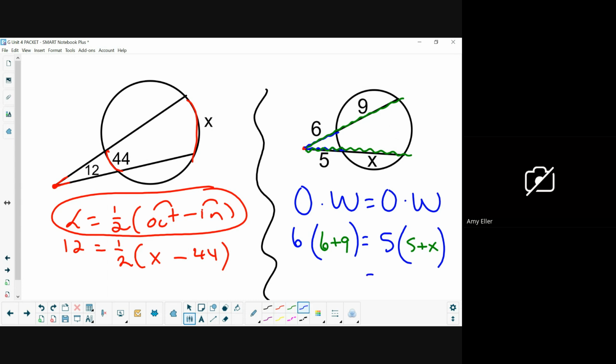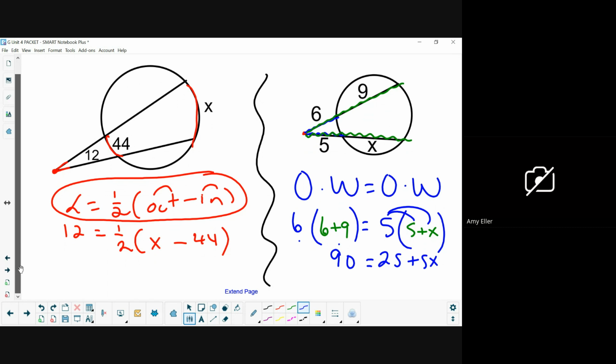So this on the left is a number. That is 6 times 15. 6 times 6 plus 9 is 15. So that's 90. On the other side, that would be 25 plus 5x. Subtract 25 and divide by 5. 13 is how big this piece is. That's what we're solving for.